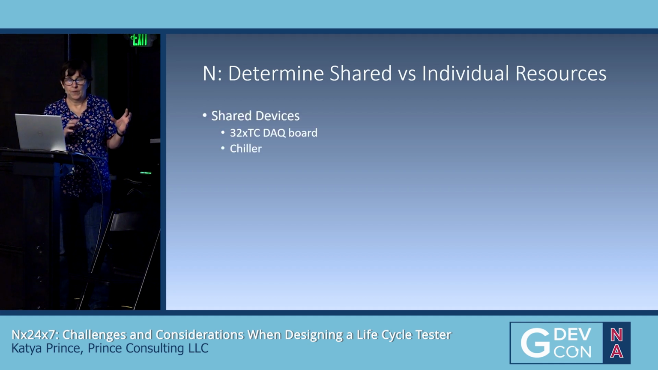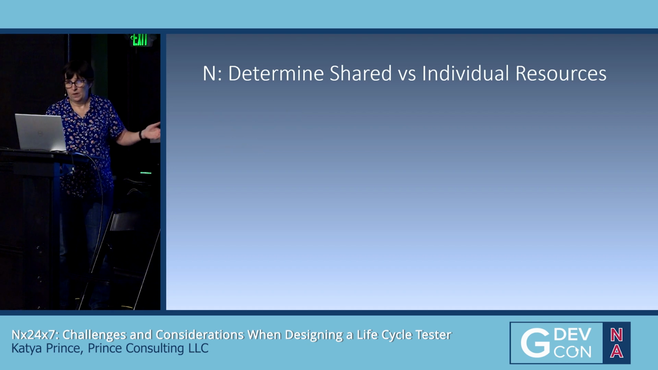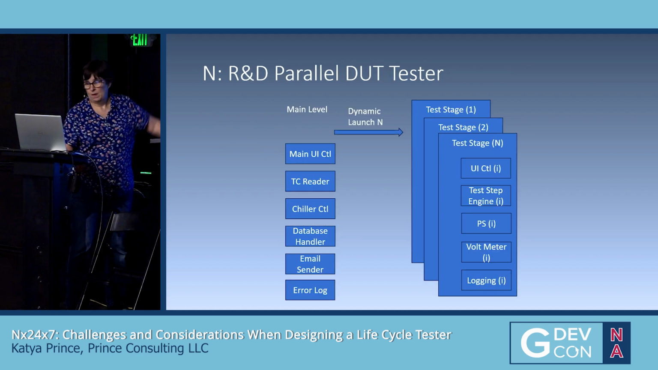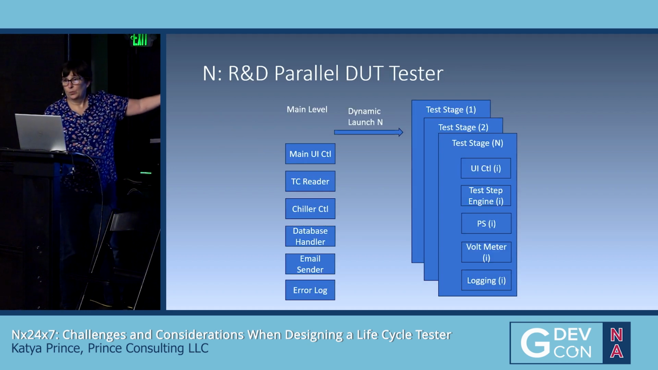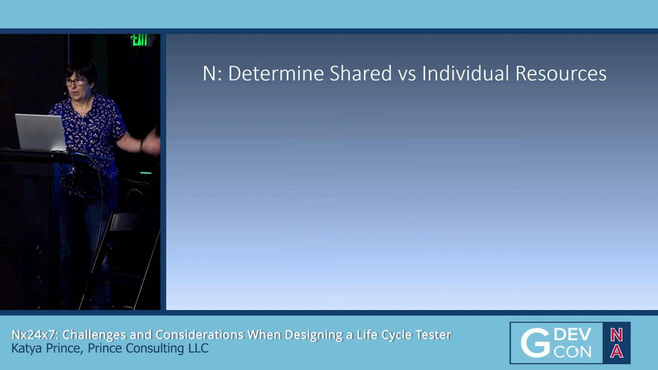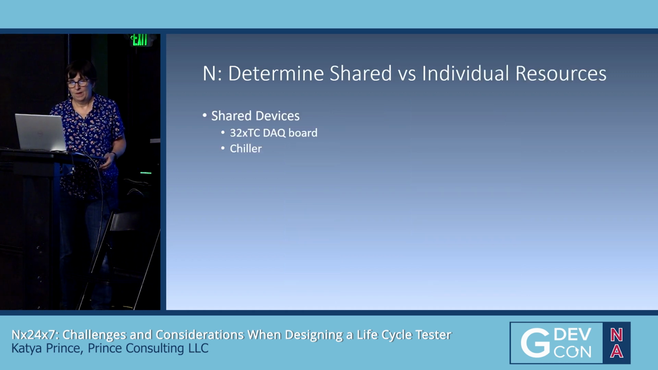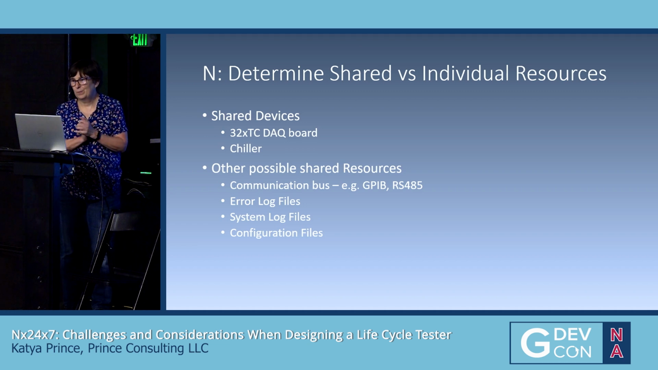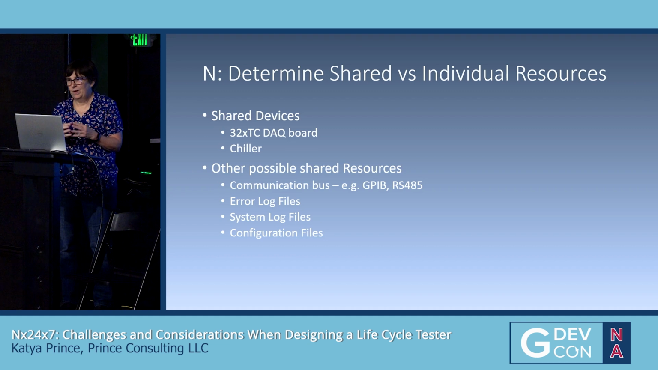And so in the example that I was showing, we saw that the 32 TC DAQ card could be considered a shared resource and would live here. Similarly, the chiller controller would also be sitting there. They all need to talk to it. But there are other possible shared resources that you might not consider. A key one is your communication bus.